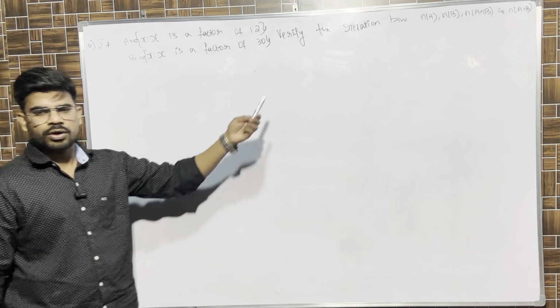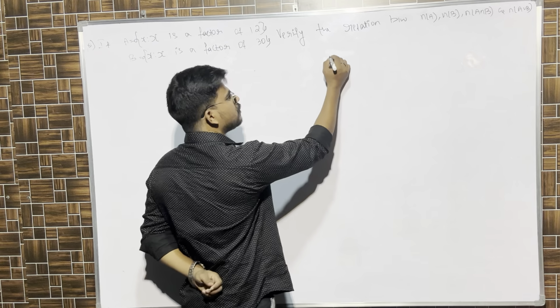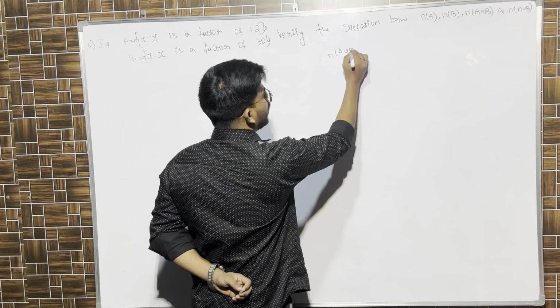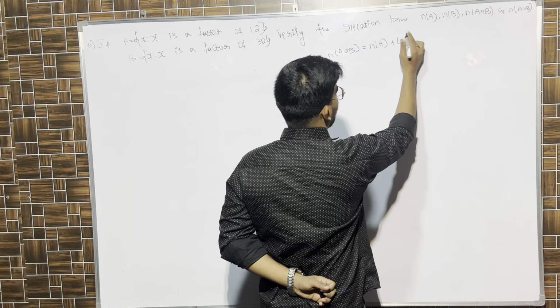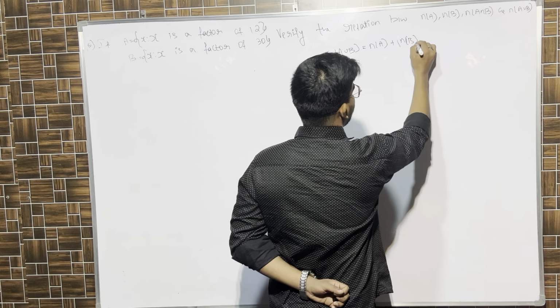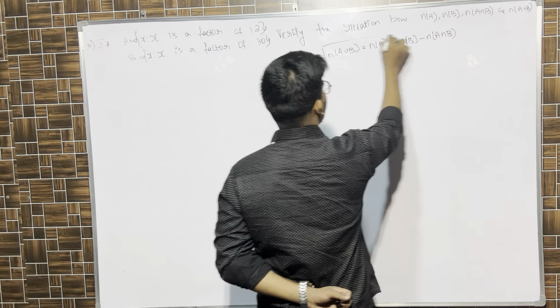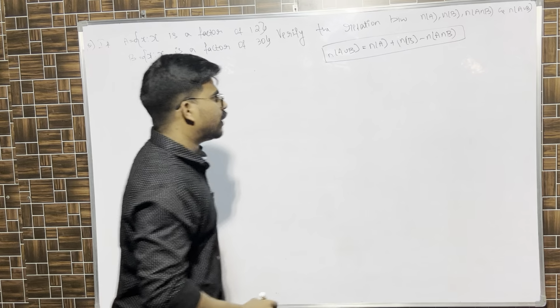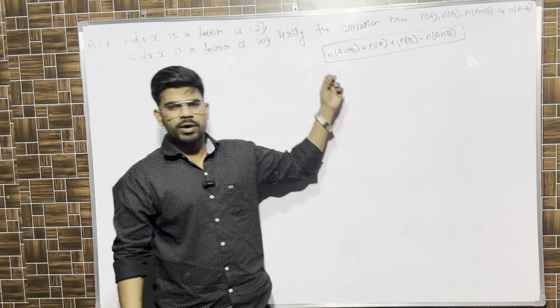For such questions, in order to find the relation, we have a formula: n of A union B is equal to n of A plus n of B minus n of A intersection B. This is the formula. n of A union B is equal to n of A plus n of B minus n of A intersection B.